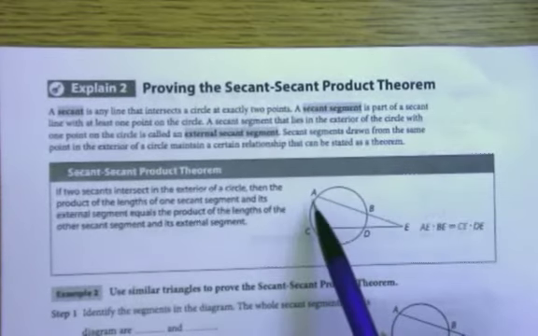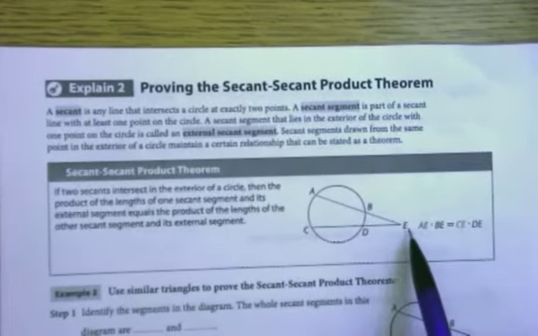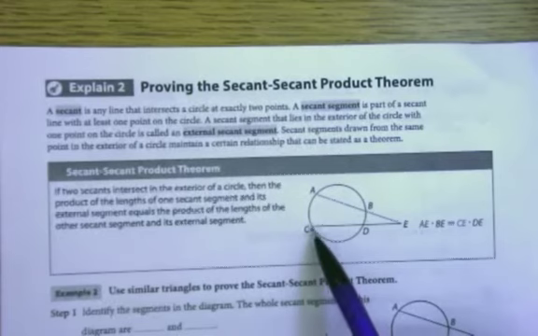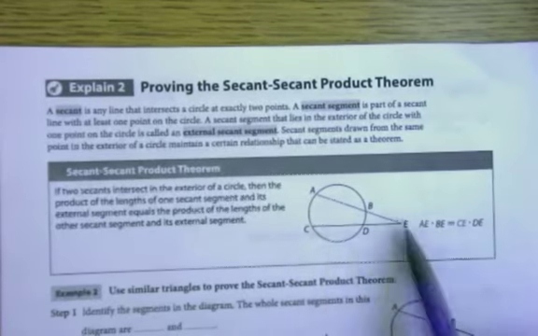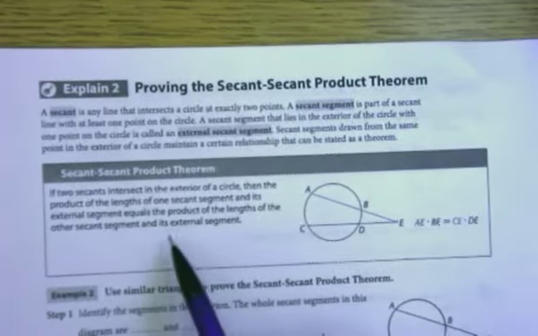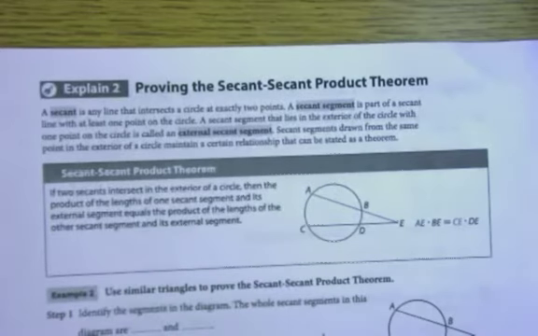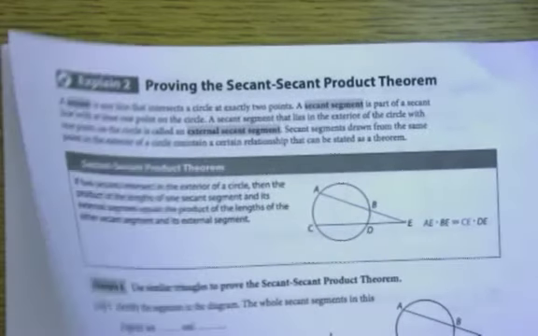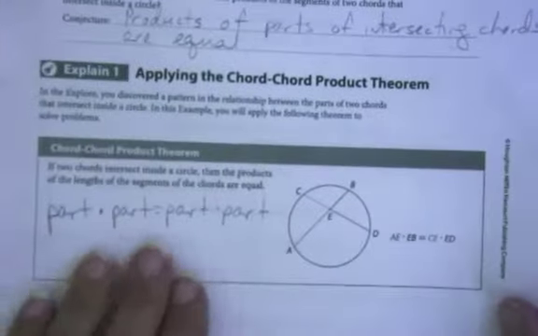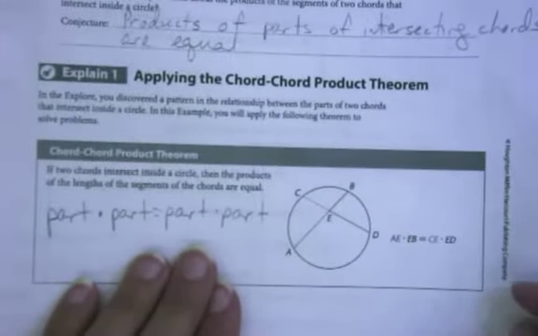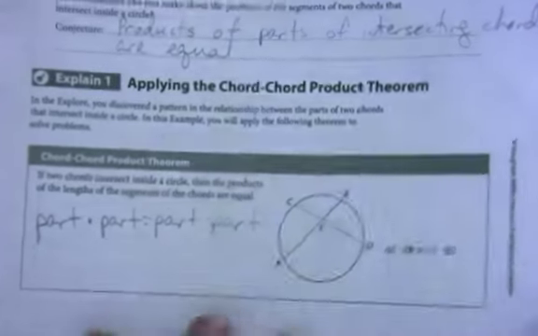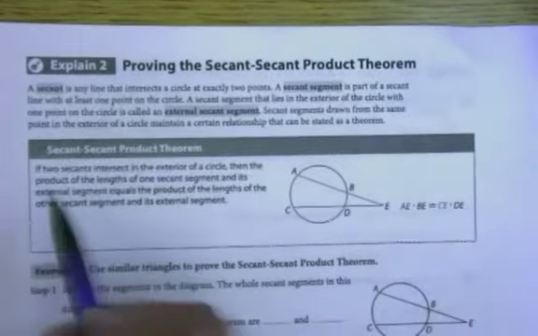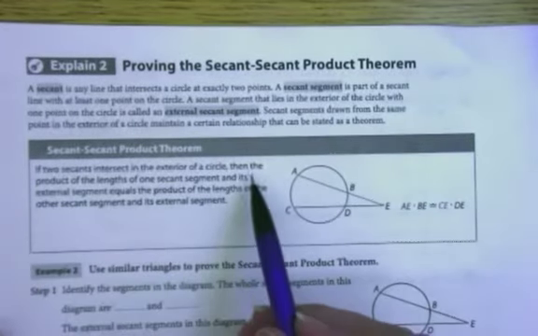So here I have a secant AE intersecting with another secant segment CE, and so we have this secant-secant product theorem. And back here I kind of broke this property down into plain English, and so I want to do that for this property as well.